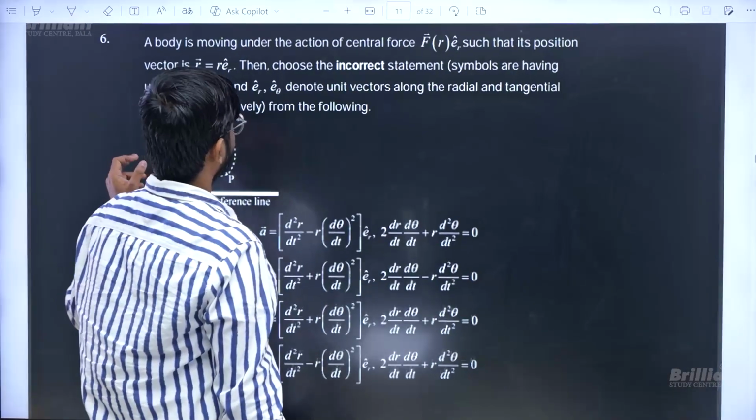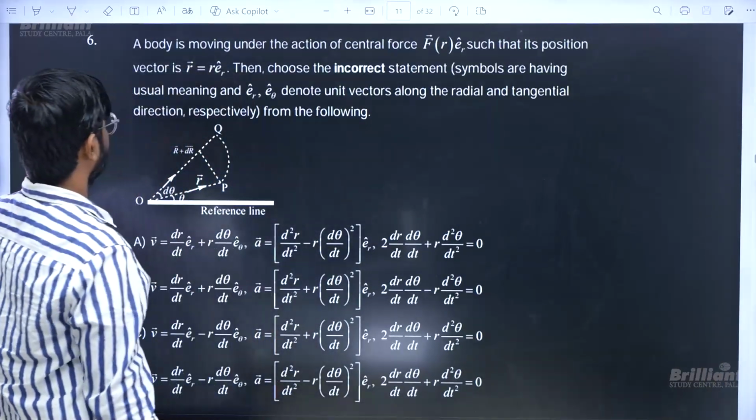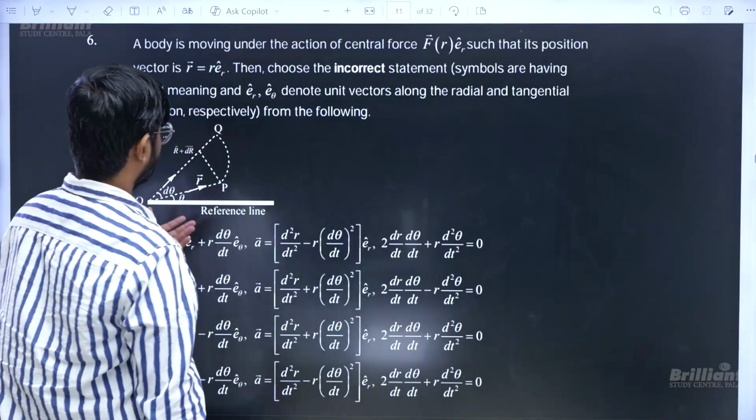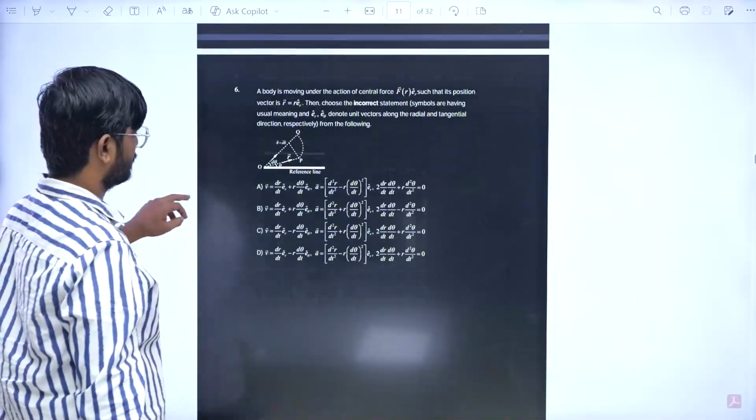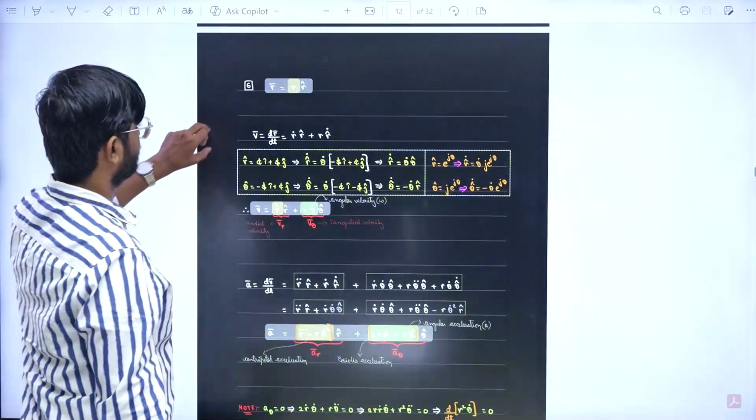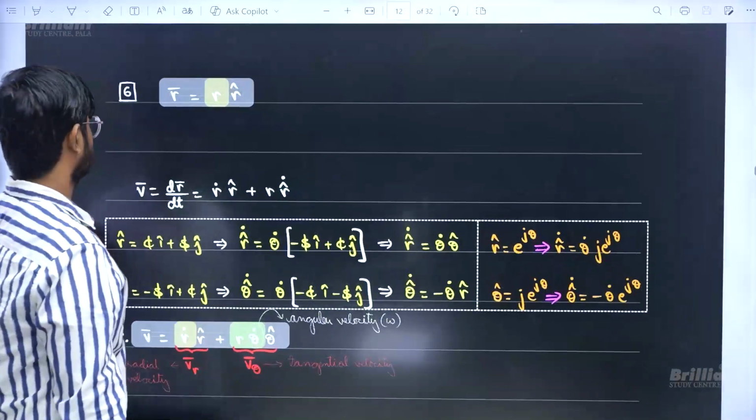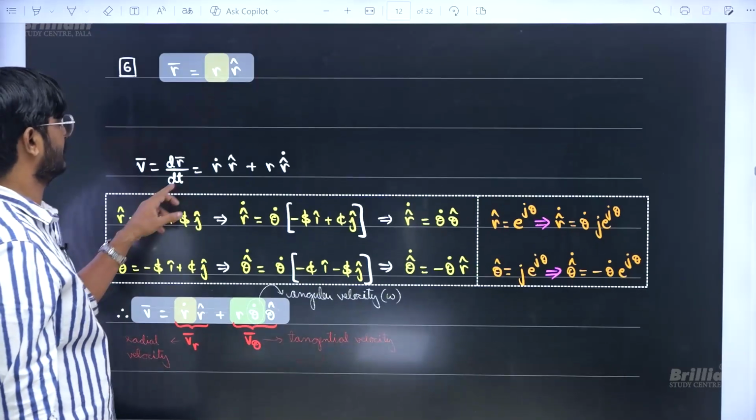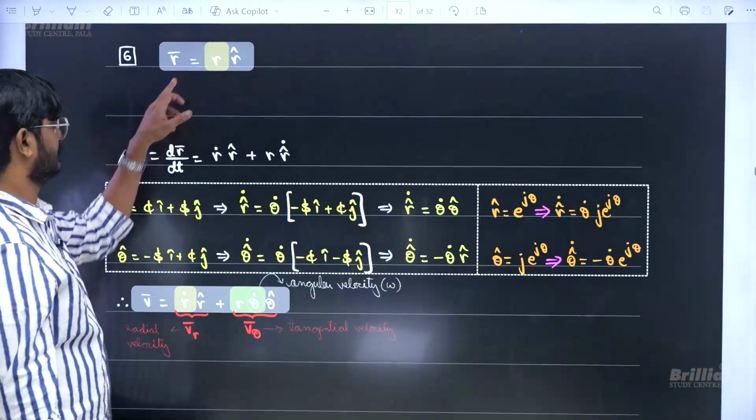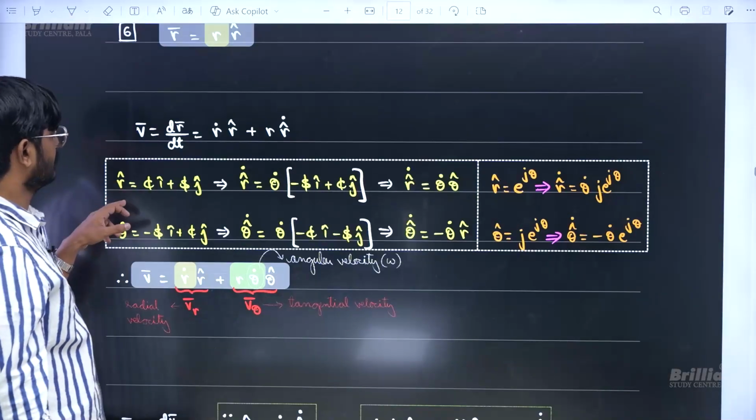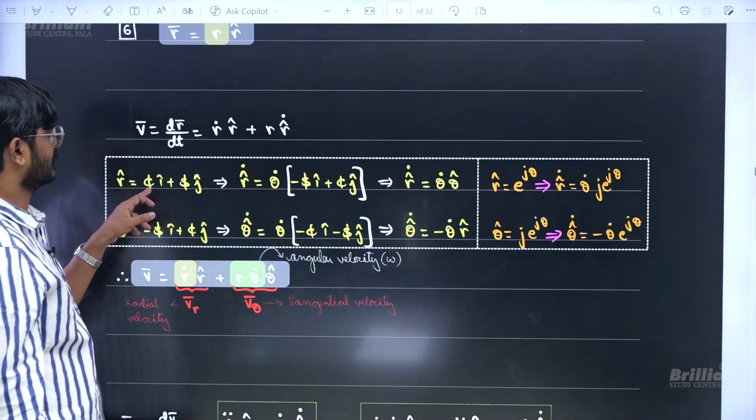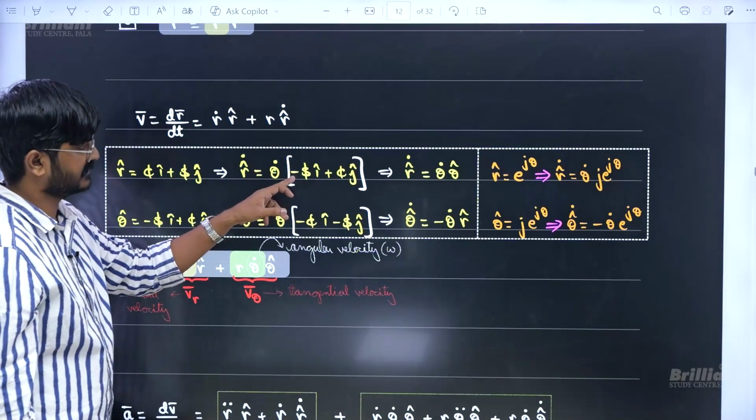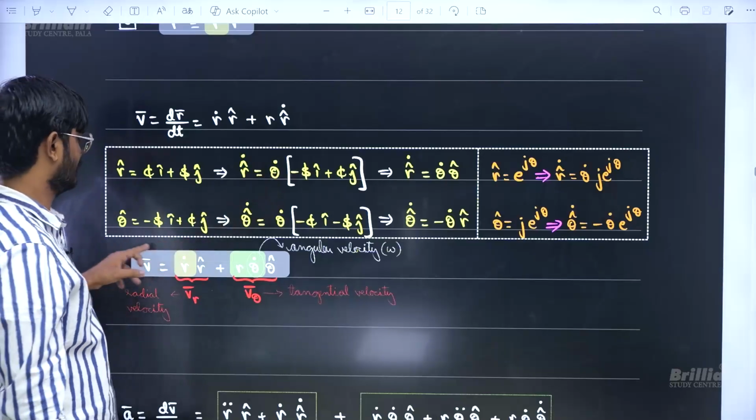Body is moving under the action of central force such that its position vector is given, and choose the incorrect statement. See, I think this derivation we have done in the class. In any general motion case, position vector will be given by magnitude times direction. When you differentiate it, you will be getting velocity. Now position vector direction you can write as cos theta i cap and sin theta j cap. This also you will be knowing. So differentiation of this is going to be this much, where theta dash will be coming into picture.